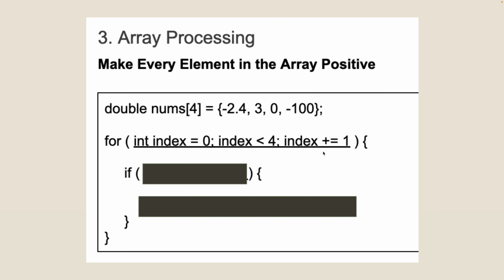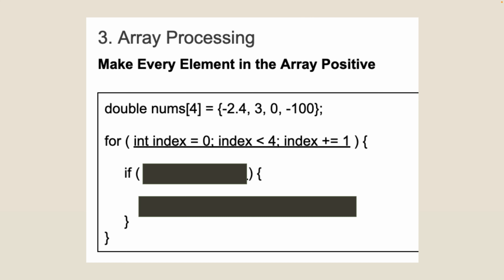One thing with computer science is trying to match problems to problems that we've done in the past. What problem does this remind people of? Like trying to make everything positive. Absolute value. Because in absolute value, if the number is already positive, we don't have to do anything. And if it's negative, then we make it positive.